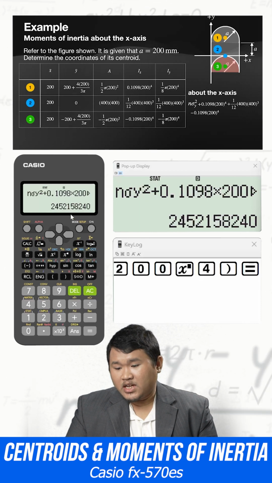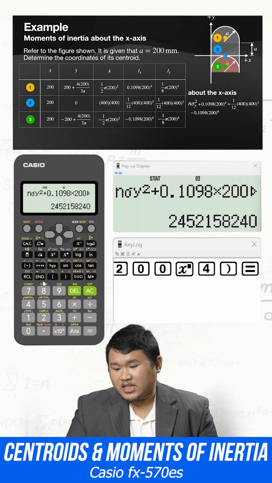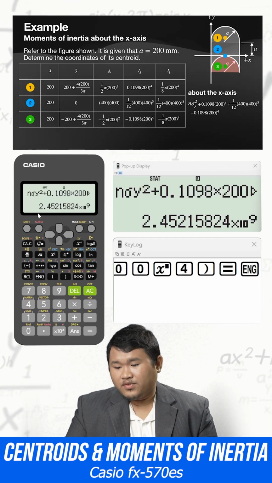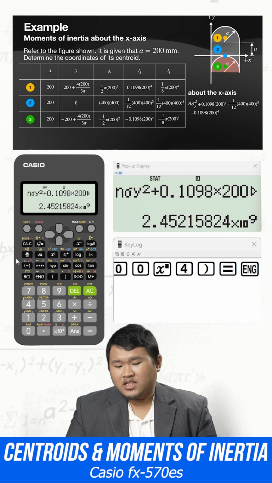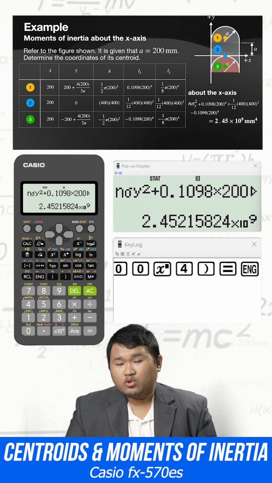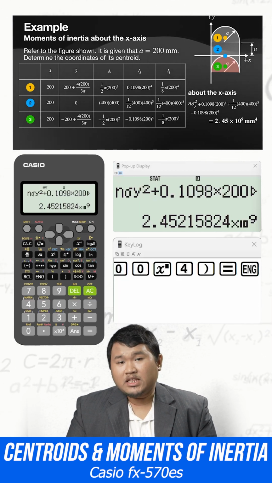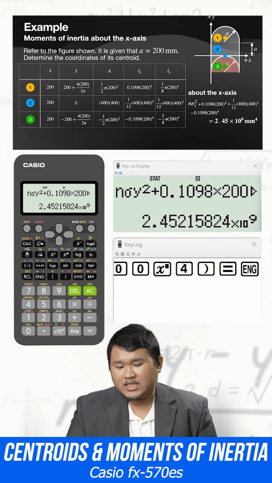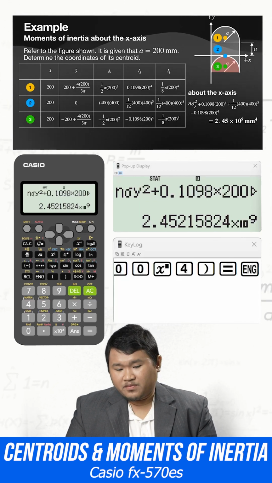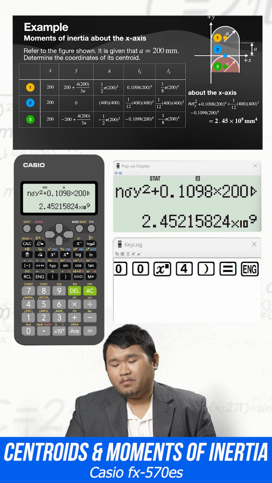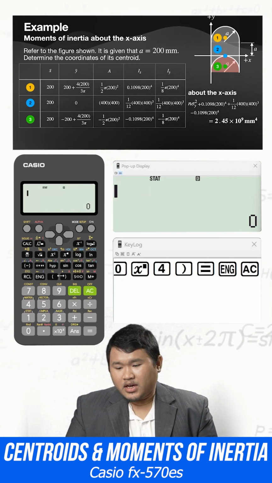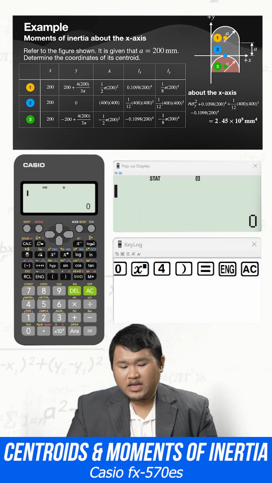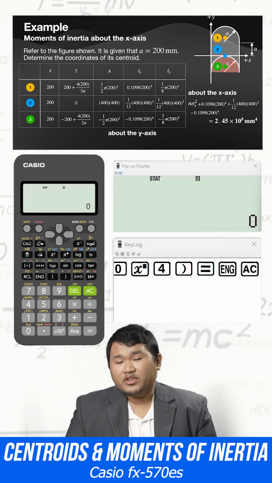So let's convert that to engineering notation using the Eng key. Right here, if you press the Eng key, we have now the engineering notation in terms of times 10 to the 9. So we have 2.45 times 10 to the 9 millimeters to the 4th as the X moment of inertia of the shape. Now let's press AC one more time, and then let's calculate the Y moment of inertia.